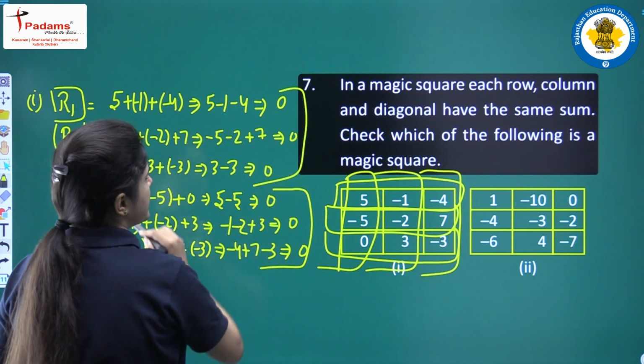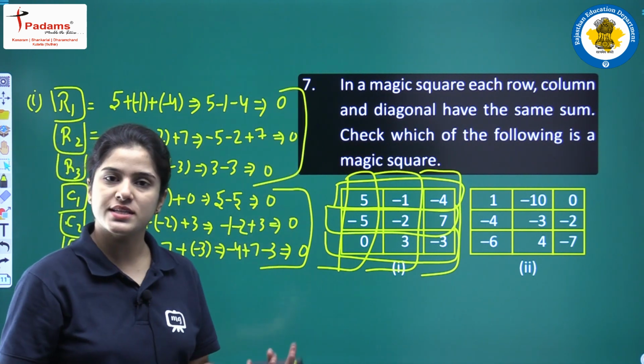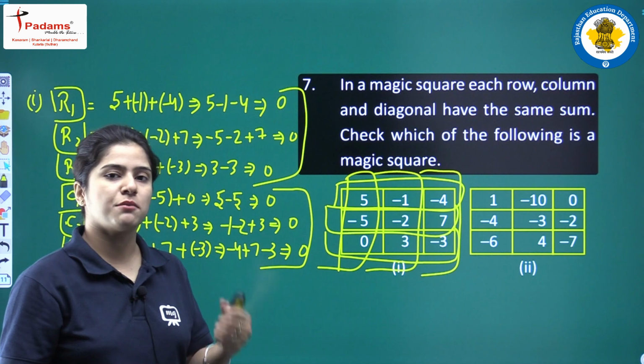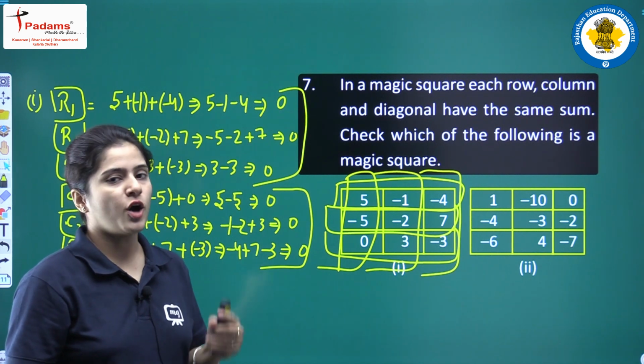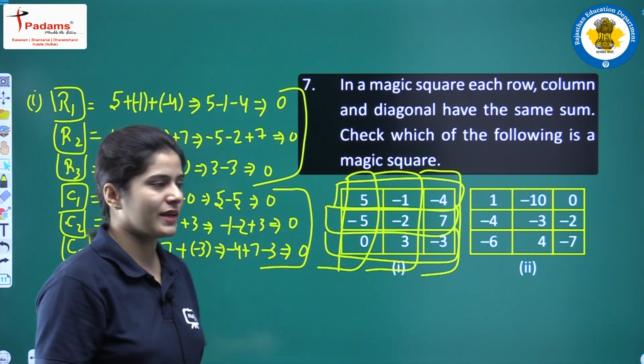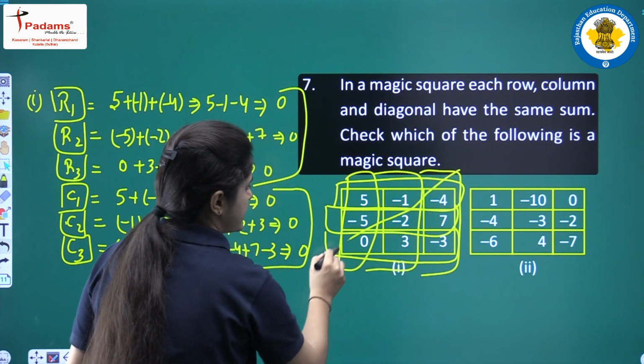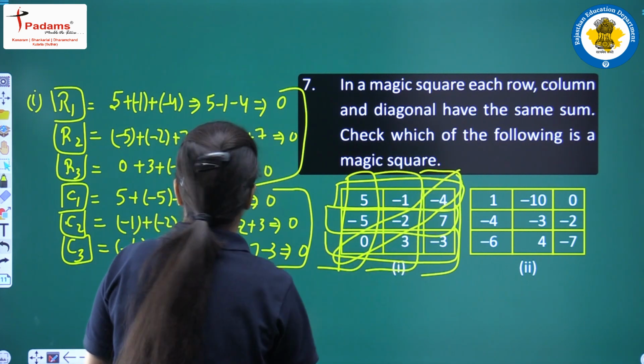So from these we can say the sum of each row is 0, and from this we can say that the sum of each column is 0. Okay. Now we have to check for the two diagonals. We will consider it as the first diagonal.